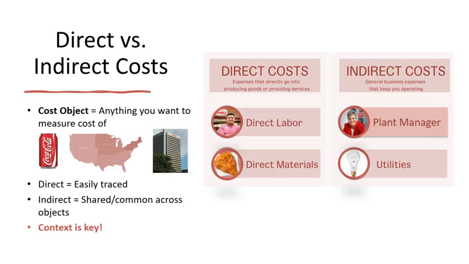Indirect costs, well, they're fuzzier. They support multiple cost objects and can't easily be traced to just one. Like the Coca-Cola plant manager. They oversee sodas, water, energy drinks. Their salary supports all of it. So it's an indirect or a common cost. Other things would be like plant utilities, maybe even the plant rent.